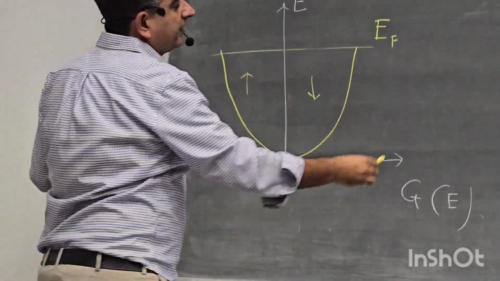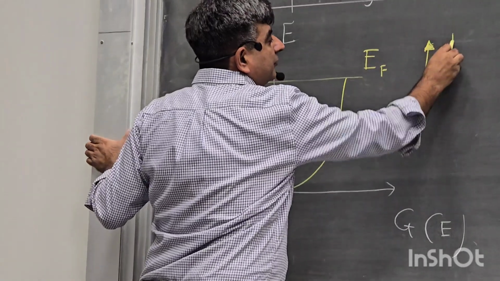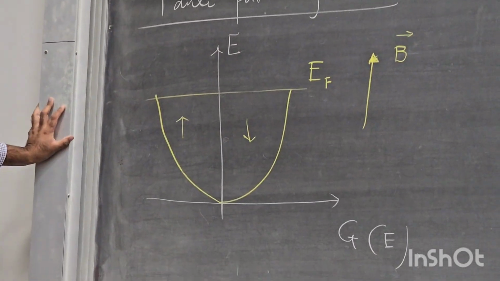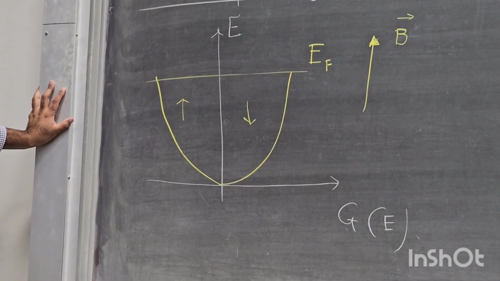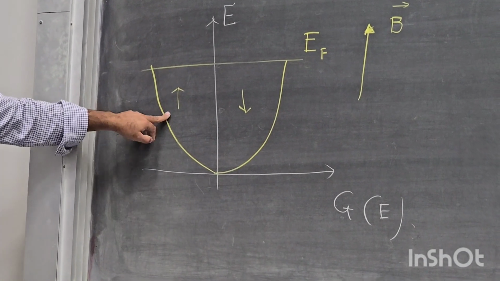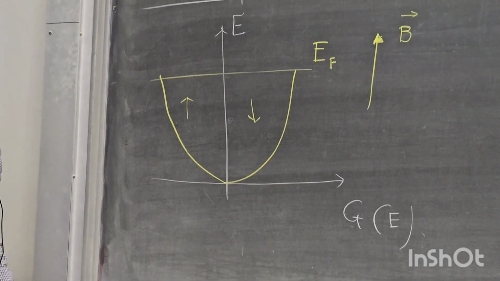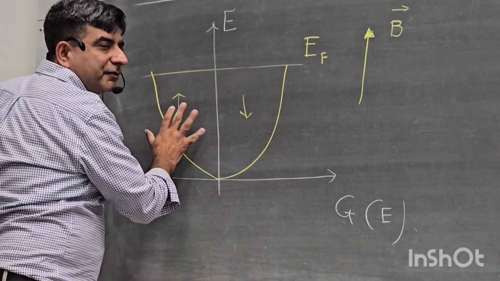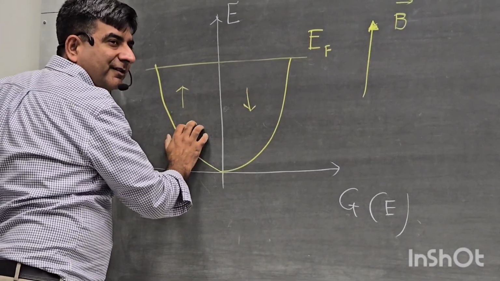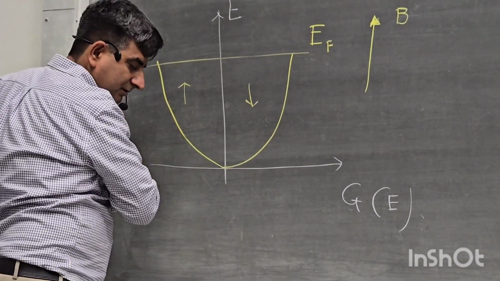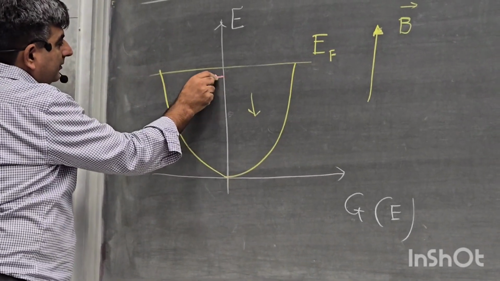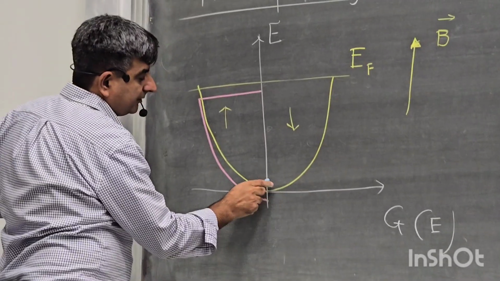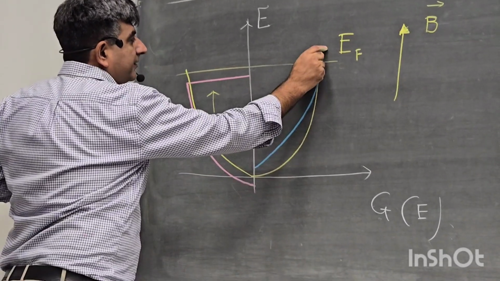Now I impose a magnetic field. So paramagnetism only manifests in the presence of an external magnetic field. So what happens in the presence of a magnetic field? Zeeman interaction kicks in. Spins that are parallel can lower their energies. Spins the other way are raised. So this band which is common for the two spins splits up. And one of these bands is lowered, the other band is raised, right?